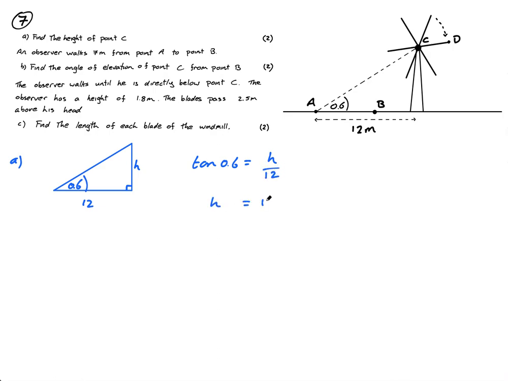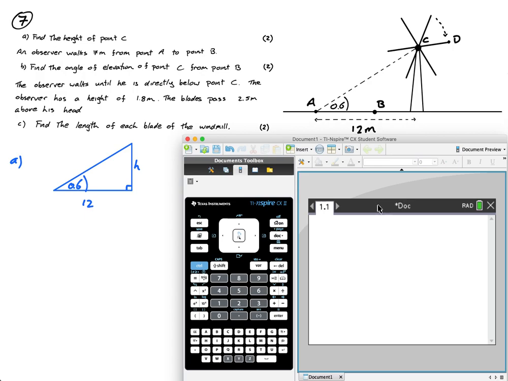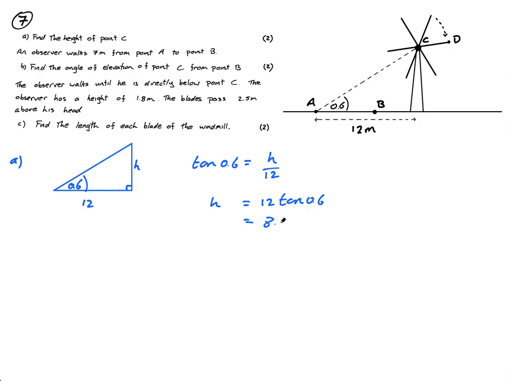H is equal to 12 times tan of 0.6, which is, calculator please, it's in radians, 12 times tan of 0.6, which is 8.20964, which is approximately equal to 8.21 to 3 significant figures, and it's in meters. Fine. Part B.